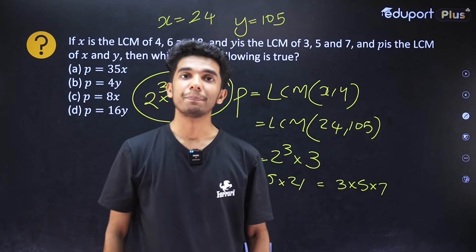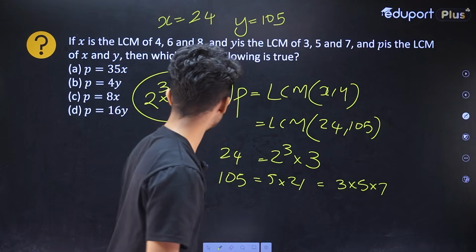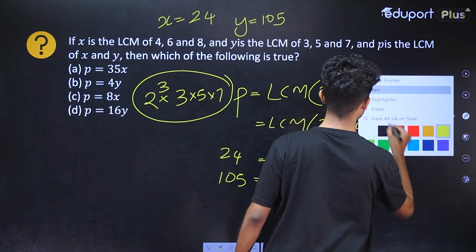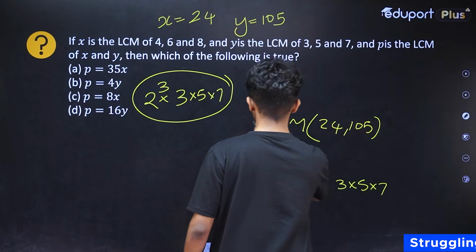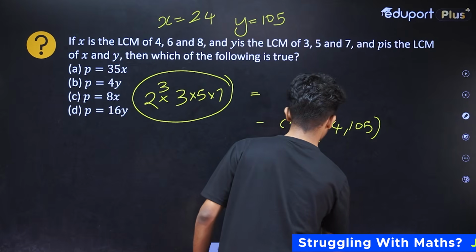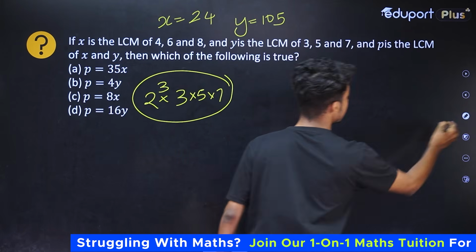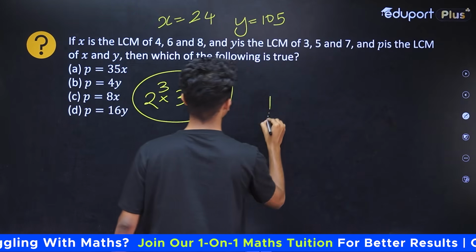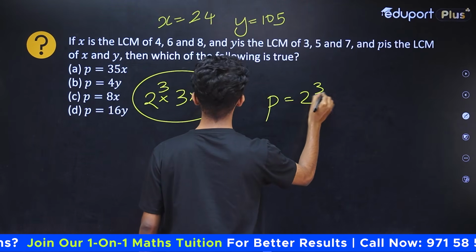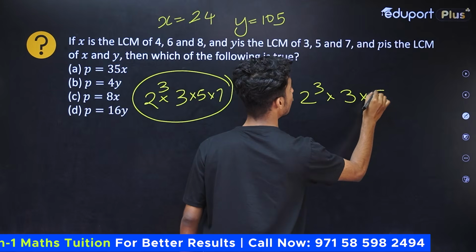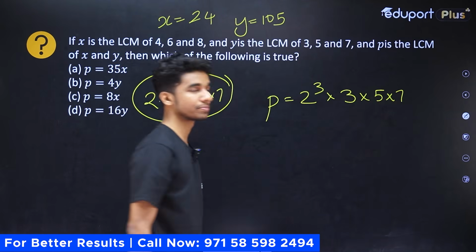This is what it is. P is meant to be... Okay, P is none other than P equal to 2 cube into 3 into 5 into 7.